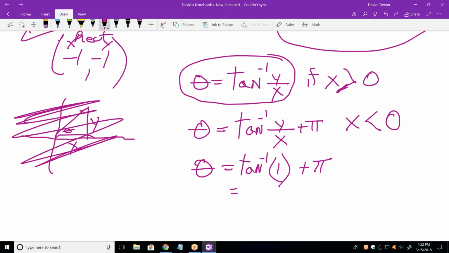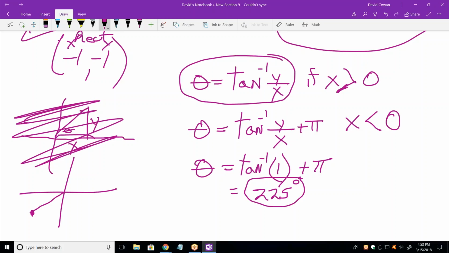45 degrees. Some of these you really should memorize, like sine of 30 is 1/2, and tangent of 45 is 1. So if that's 45 degrees plus 180, then it's 225. That's theta. And notice, by adding the pi, we were put in the proper quadrant. We know we're in the third quadrant, so theta better come up in the third quadrant, and it did.